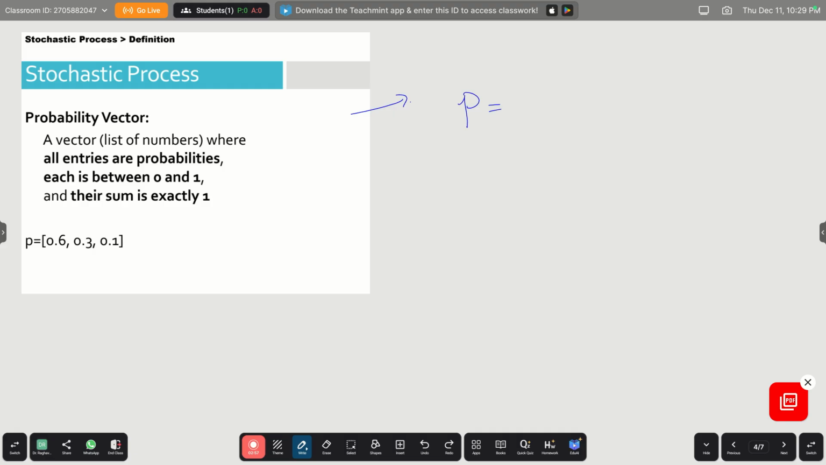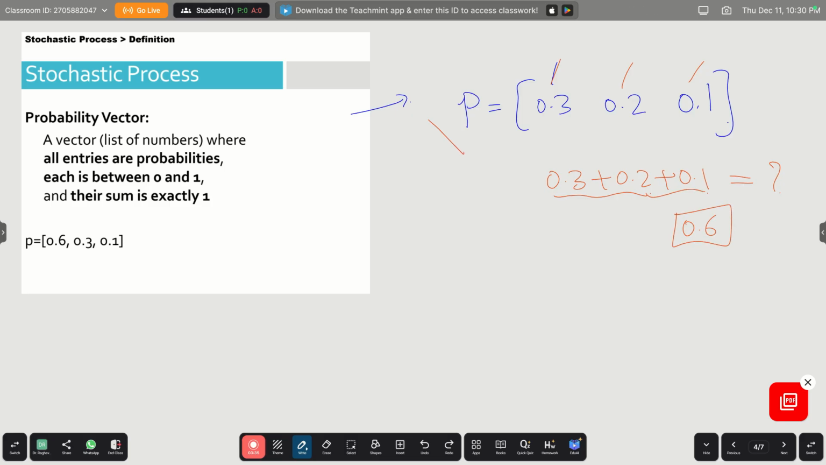So P is 0.3, 0.2 and 0.1. Is this a probability vector? 0.3 is between 0 and 1, 0.2 is also between 0 and 1, and 0.1 is also between 0 and 1. This satisfies the first condition, but what about the second condition? Is 0.3 plus 0.2 plus 0.1 equal to 1? No. 0.3 plus 0.2 is 0.5, 0.5 plus 0.1 is 0.6. So P is not a probability vector, right?